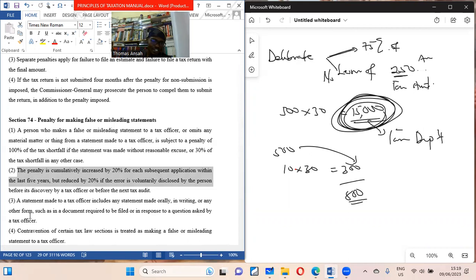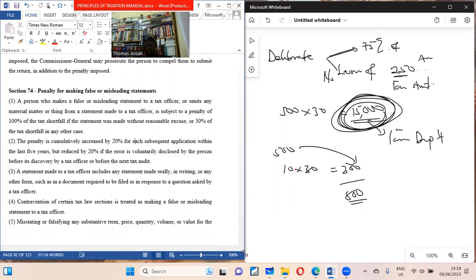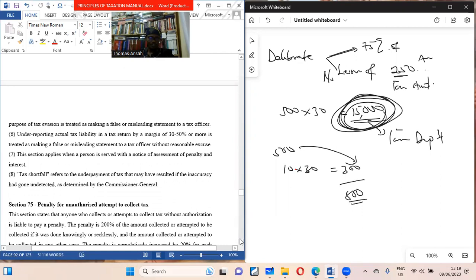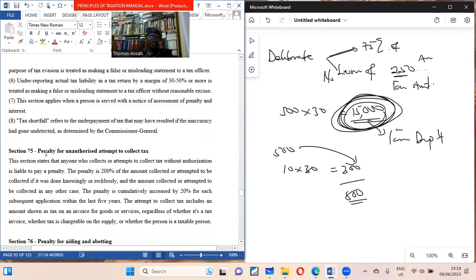We said that the penalty is cumulatively increased 20% for each subsequent application within the last 5 years, but it is reduced if the error is voluntarily disclosed. So the last 5 years is increasing 20%, 20%, 20%. All these places are not that much examinable as the initial stage. If you fake yourself to collect tax payment, you pay 200% of the amount that you collected. The penalty is cumulatively increased 20% for each subsequent application within the last 5 years.